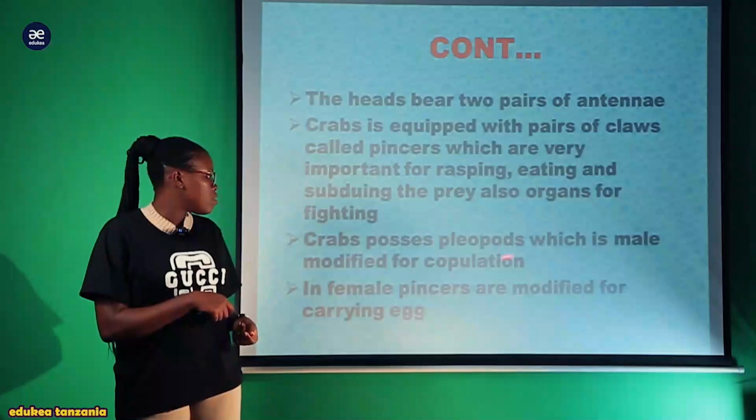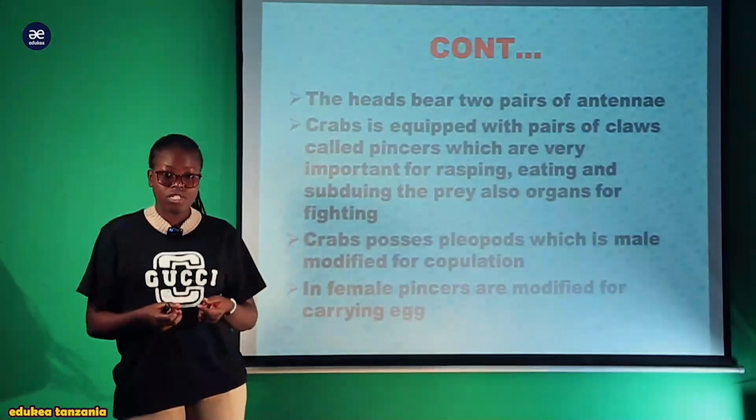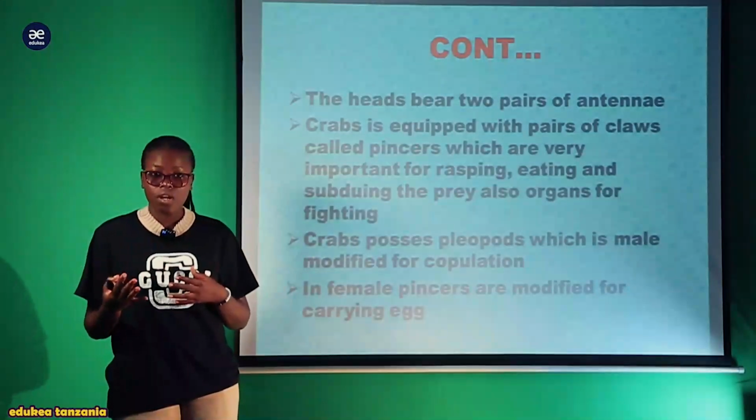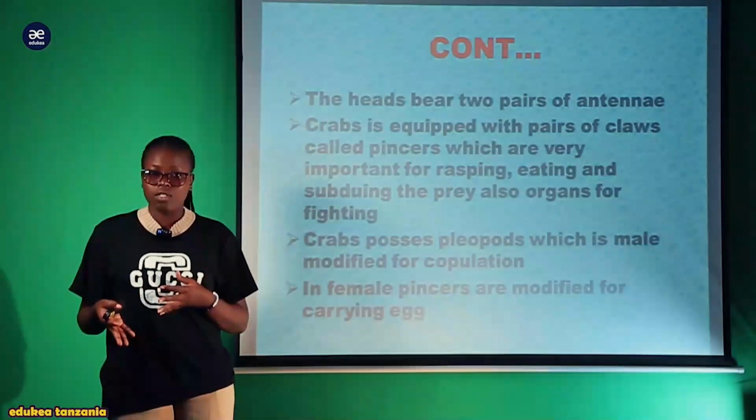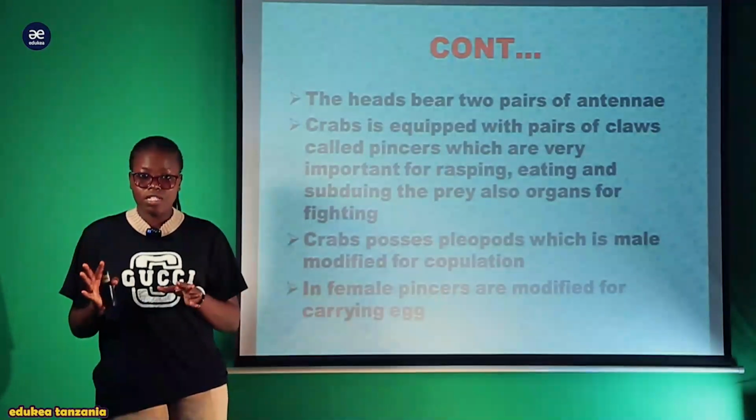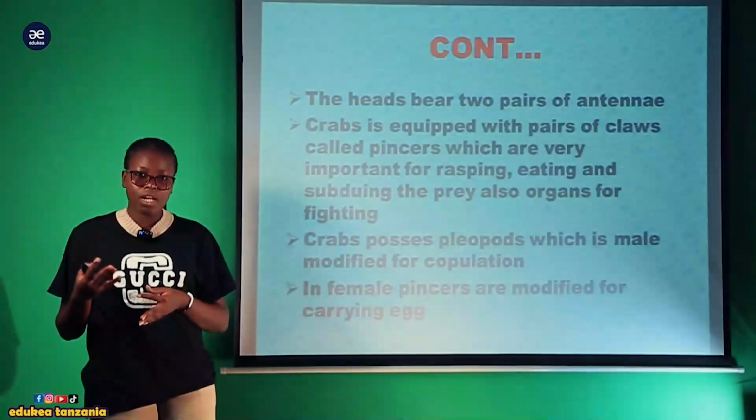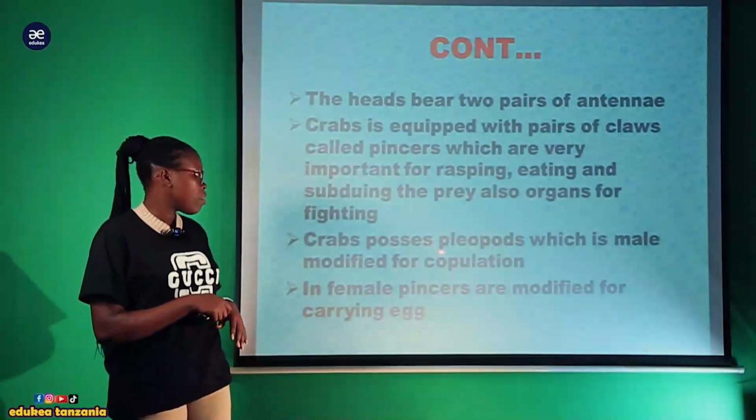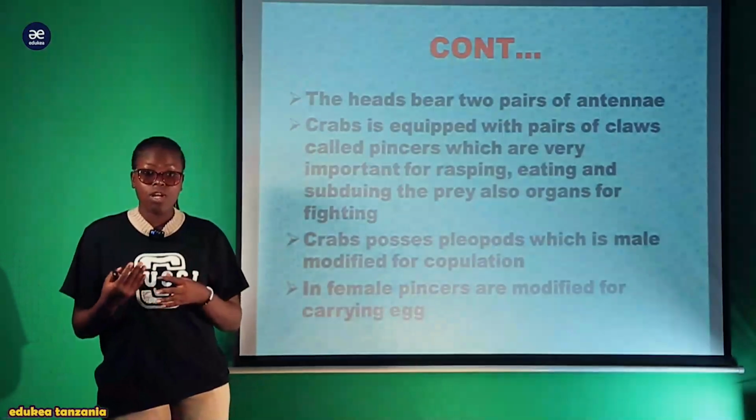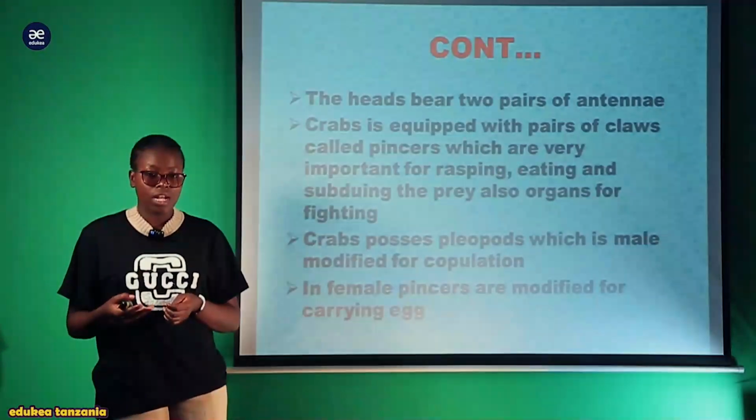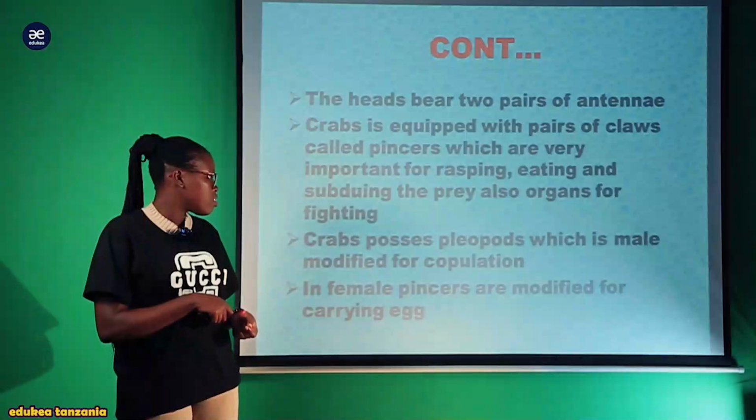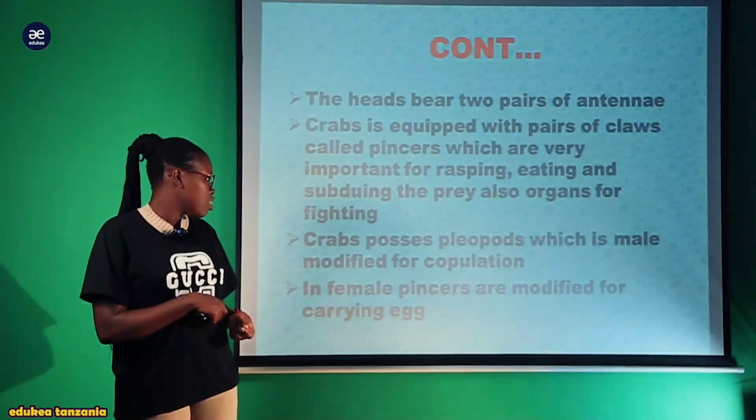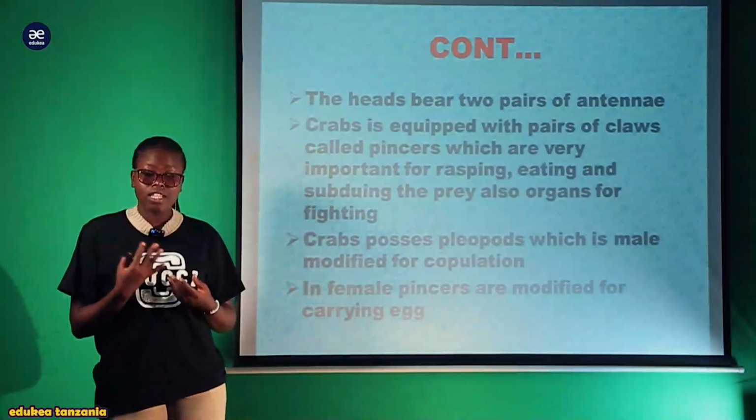So the crab, these are dioecious, meaning that the male and female sex organs are found on separate organisms. So wenyewe sio hermaphrodite, meaning that wana separate sex, so they are dioecious. So kwa male crab wana this structure ambayo inaitwa pleopods, ambayo yenyewe ndio male copulatory organ ambayo inakuwa inabeba the male gamete. Lakini kwa female, the pincers are modified for carrying eggs.